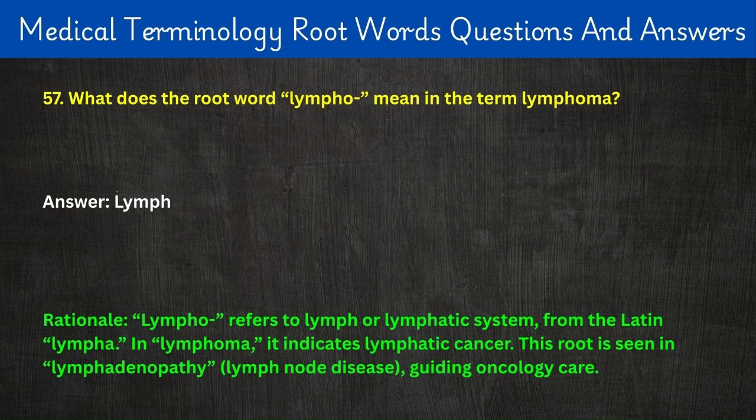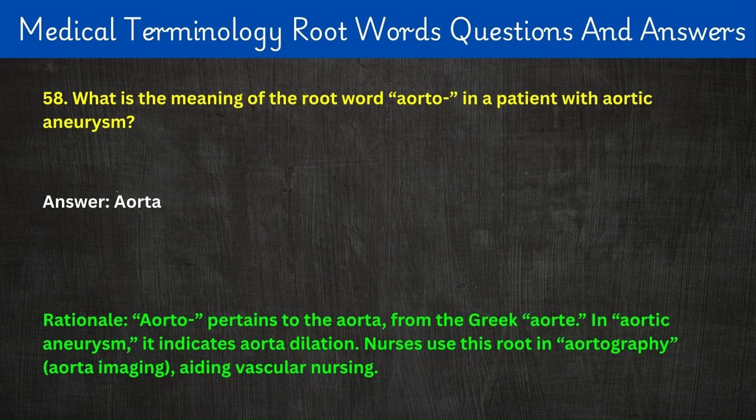Answer: lymph rationale. Lympho- refers to lymph or lymphatic system, from the Latin lympha. In lymphoma, it indicates lymphatic cancer. This root is seen in lymphadenopathy, lymph node disease, guiding oncology care. 58. What is the meaning of the root word aorto- in a patient with aortic aneurysm?